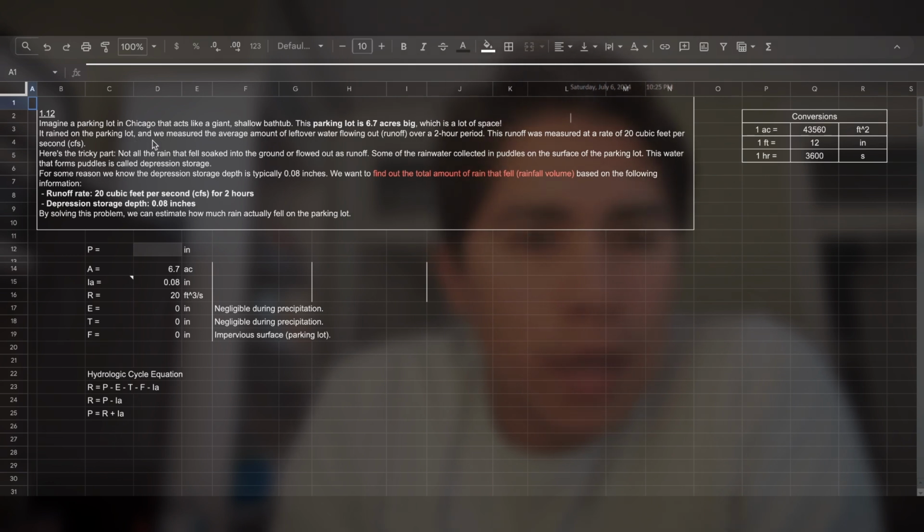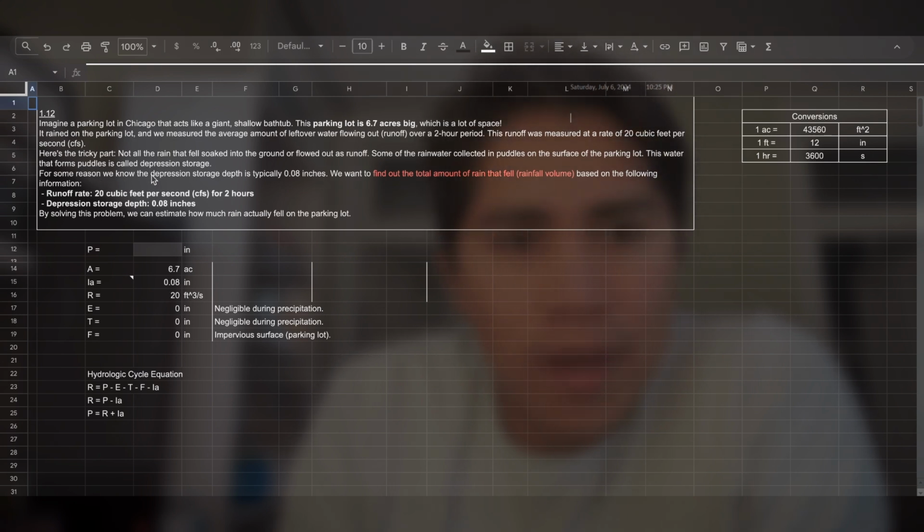It rained on the parking lot, and we measured the average amount of leftover water flowing out, the runoff, over a 2-hour period. This runoff was measured at a rate of 20 cubic feet per second. Here's the tricky part. Not all the rain that fell soaked into the ground or flowed out as runoff. Some of the rainwater collected in puddles on the surface of the parking lot. This water that forms puddles is called depression storage.